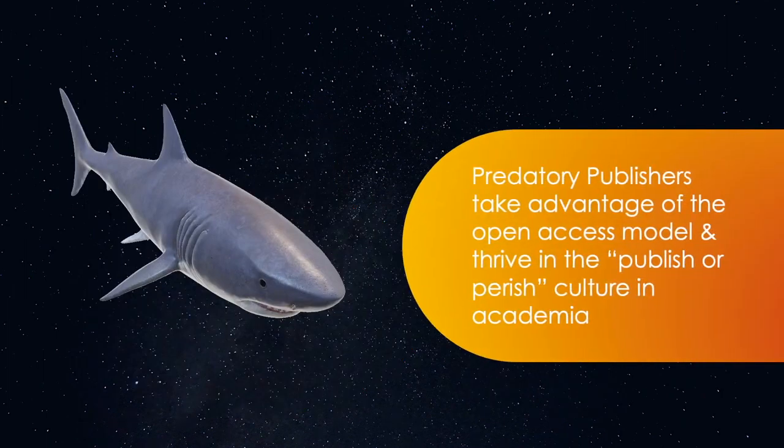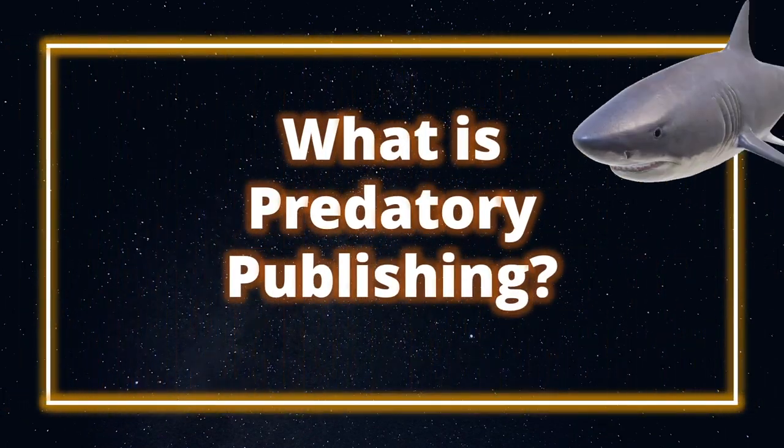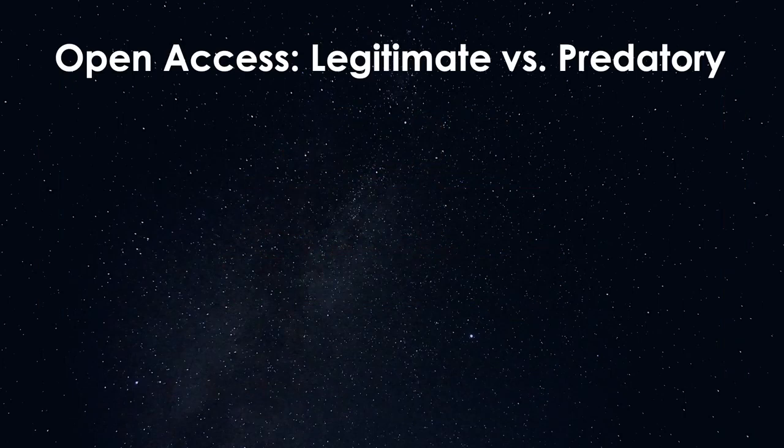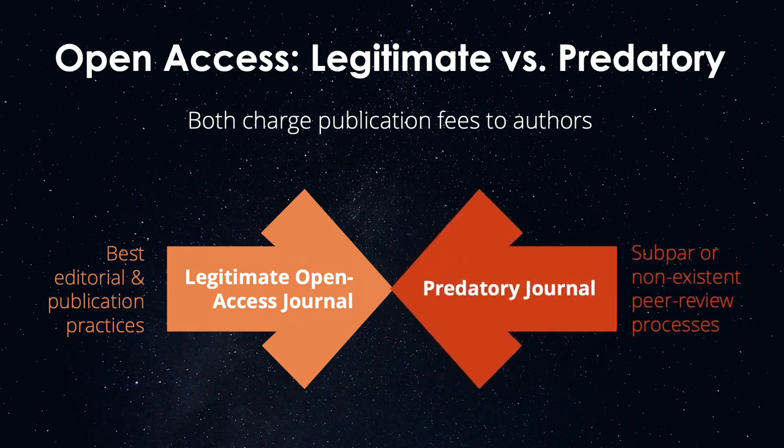Unfortunately, predatory publishers have emerged which take advantage of these publishing models, especially the open access model, and thrive in the publish or perish culture in academia. So, what is predatory publishing? Like legitimate open access journals, predatory journals charge publication fees to the authors. But unlike legitimate open access journals, which follow the best editorial and publication practices, predatory journals have subpar or non-existent peer review processes.